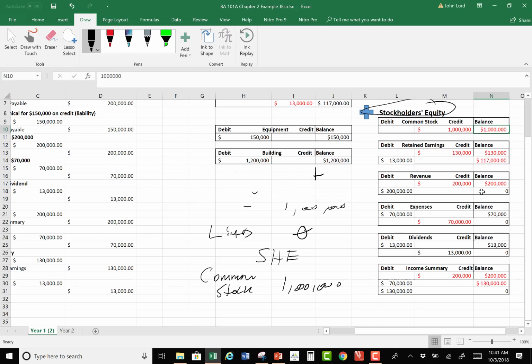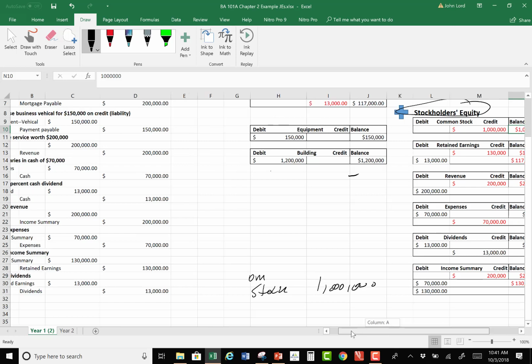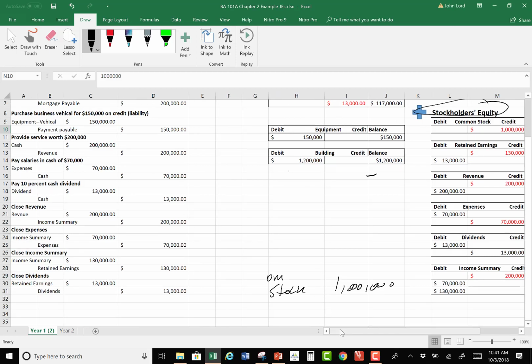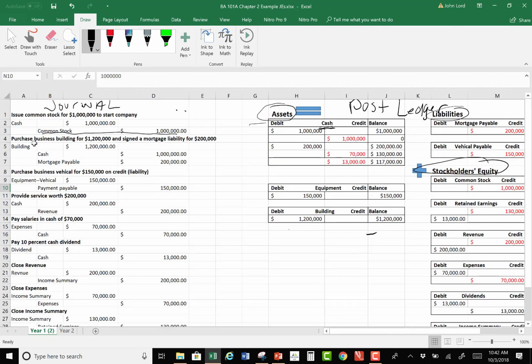I'm going to erase this. Maybe I'll leave that common stock down there, but I'm going to erase the rest of it. Okay, and then let's go ahead and look at this next transaction. It says here that we purchase a building. That's our second transaction. We purchase a building for $1.2 million and signed a mortgage liability for $200,000.